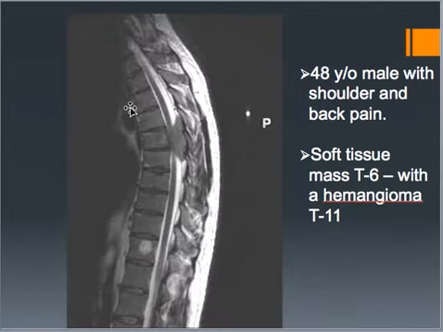This is a 48-year-old patient that complained of shoulder and back pain. So you can see here they've got a soft tissue mass at the level of T6. And then at T11, right here in this little spot, they have a hemangioma. A spinal hemangioma is a benign tumor usually, but it's most commonly seen in the mid-thoracic or lower lumbar spine.